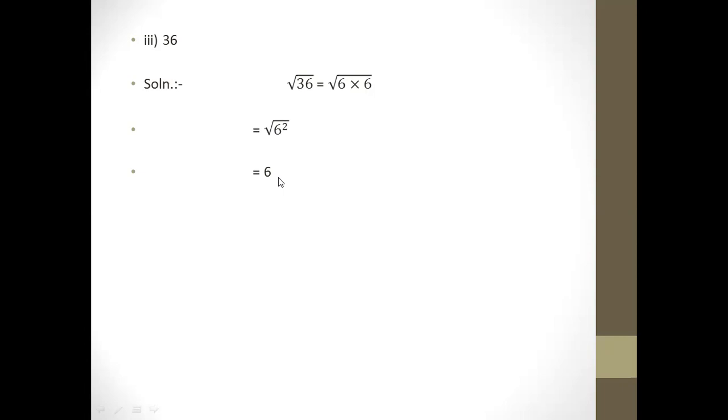You can also find it another way by taking the prime factors of 36, 2 multiplied by 2 multiplied by 3 multiplied by 3. So it will be equal to 2 power 2 and 3 power 2. So the answer will again be 6. So in the second way you can also do it.